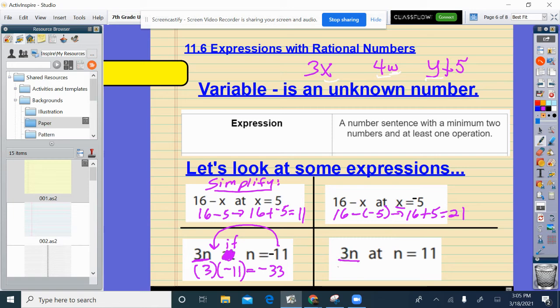And here we have this one. We have 3n, where n equals 11. So here we can do the same thing. 3, substitute 11 for n. They're both positive, so the product's going to be positive. And again, it would be 33. So just remember, when you're substituting in a variable, all you do is move it into the expression, and then if they ask you to, solve for it from there.